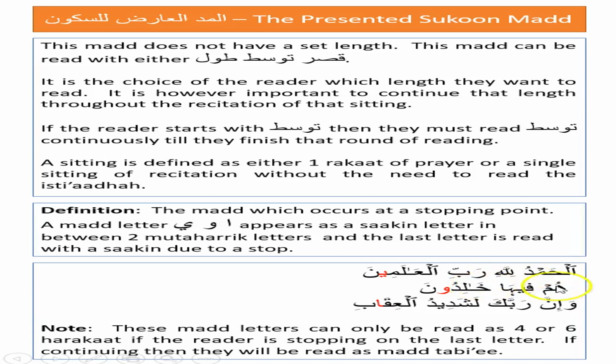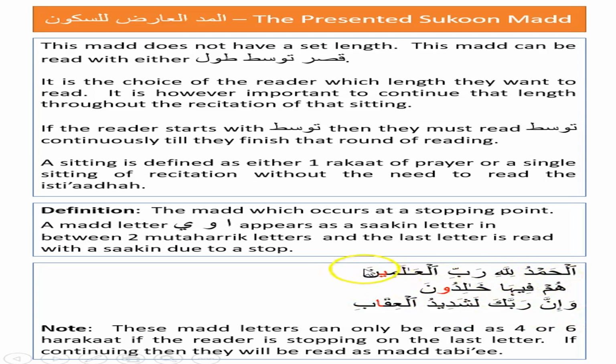So let's have a look at this. Alhamdulillahi Rabbil Alameen, Hum fiha khalidun, wa inna rabbaka lashadidul iqab. These mad letters can be read as 4 or 6 harakat if the reader is stopping on the last letter. If continuing, they will be read as maddul tabi'i. So if you were continuing, it will be Alhamdulillahi Rabbil Alameen Ar-Rahman Ar-Rahim, and whatever comes after that.